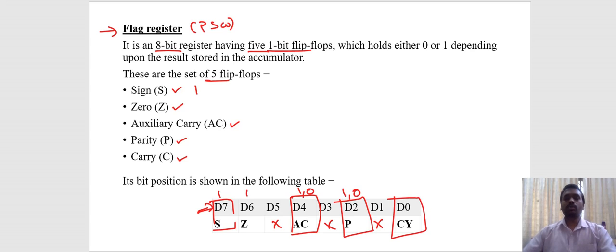And there is a D0 bit, that is a carry flag. This carry flag is set to 1 whenever there is a carry generated while doing any addition operation, or whenever a borrow takes place during a subtraction operation. So this is used to indicate that there is a carry or a borrow after completion of an addition or a subtraction. So likewise, out of these 8 bits in the flag register, 5 bits are used to indicate various positions or various status of the result.